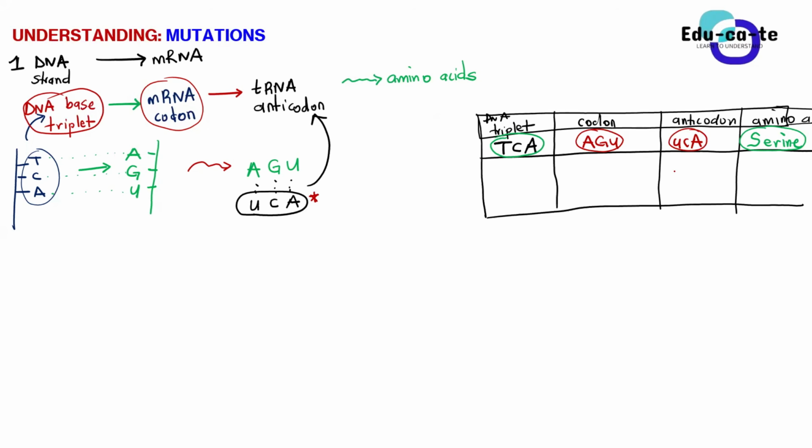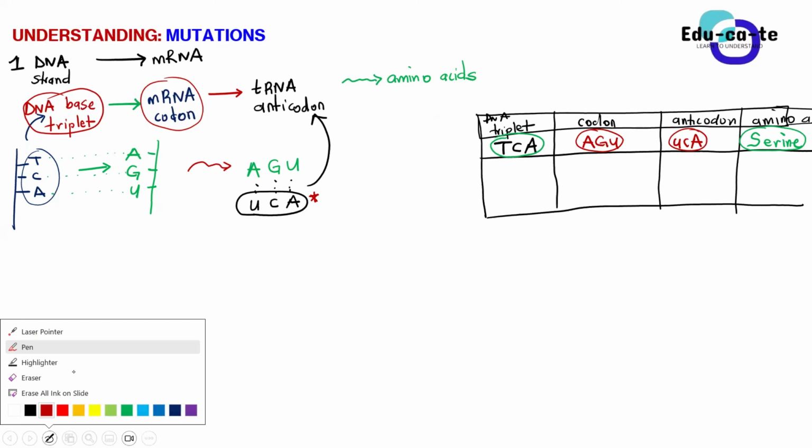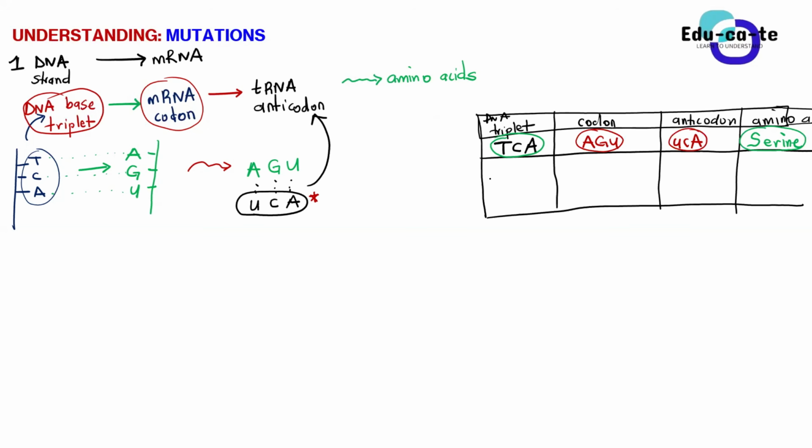Okay, let's try with something else. Let's say my DNA-based triplet has got a TAG. This is my DNA-based triplet, TAG. What is going to be my mRNA codon for TAG? AUC. It's going to be AUC. Do you guys see the matching now? Is anyone confused with the matching? AUC, that's the mRNA codon.